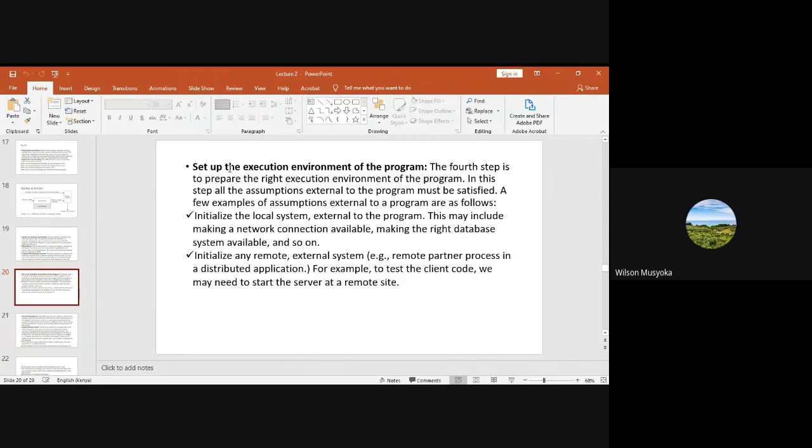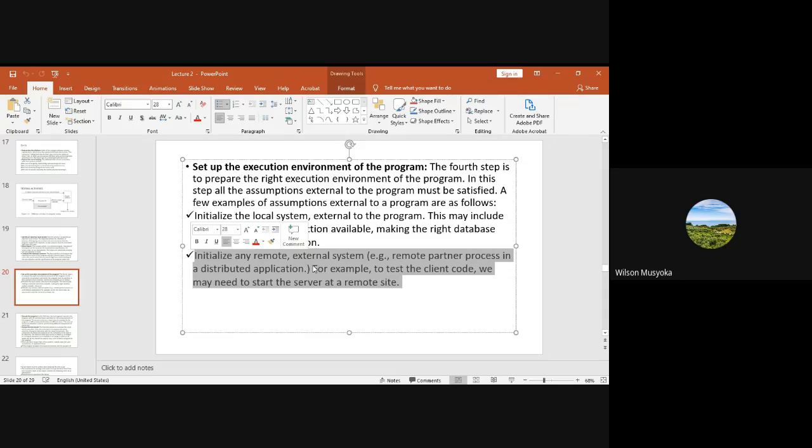Then you go to the fourth stage where you are setting up the environment of the program. And here you are setting up the environment so that it can give you the expected outcome. Because if you tested the system under development, it can give you the answer. But once you have deployed the system, then it is not able to give you the answer it was giving you. That is why you have to move that system from the test environment or the development environment into the actual execution environment. That is why we are talking about initializing the local system external to the program, and then you also initialize the remote system, which is also connected to the other support systems it will be working with.